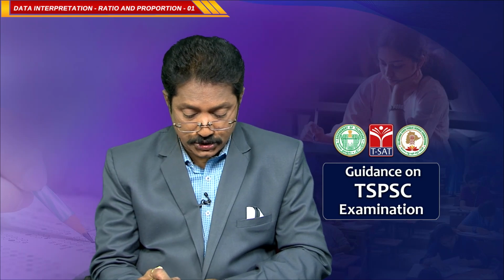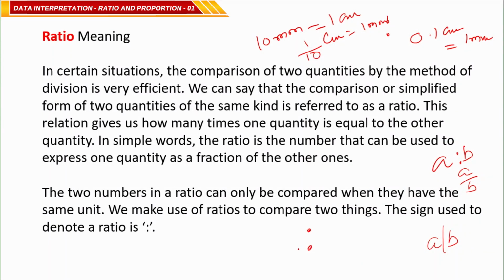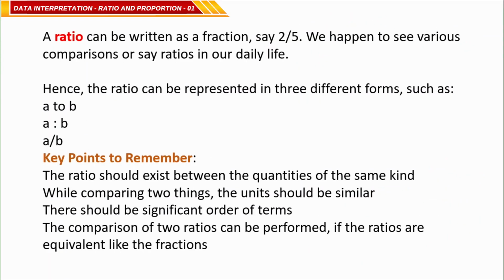This simply is the symbol. Okay. Now, coming to this, a ratio can be written as a fraction, say 2 by 5. We happen to see various comparisons or fractions, ratios, in our daily life.